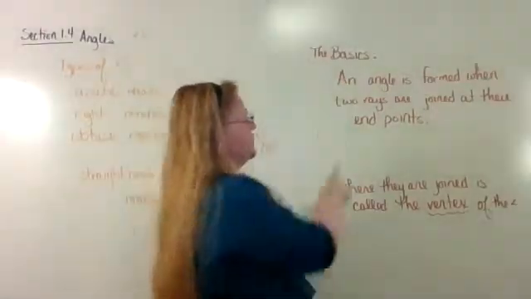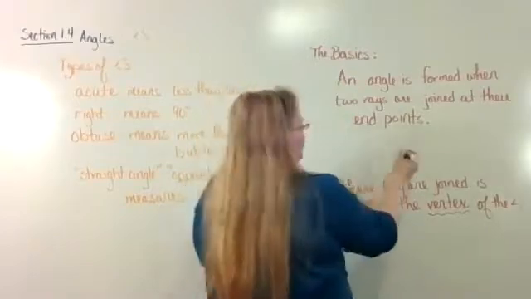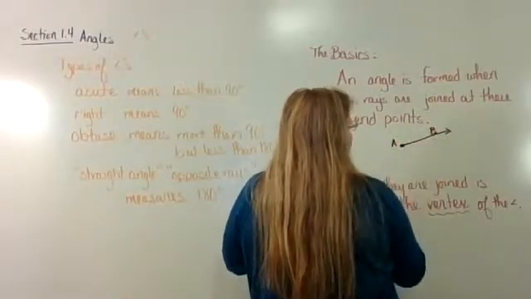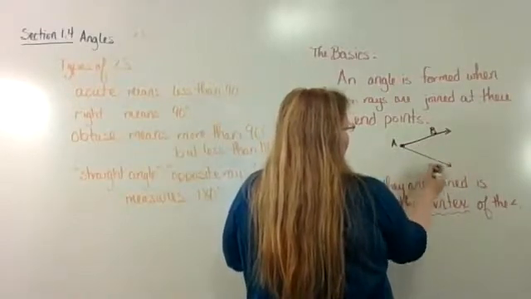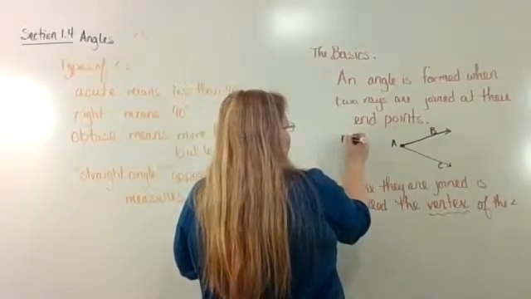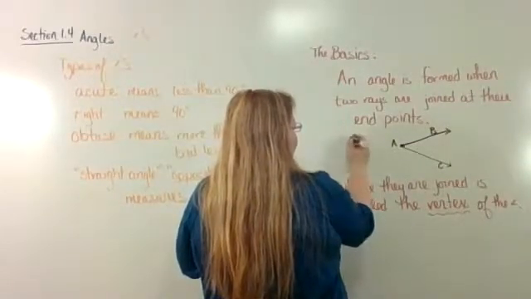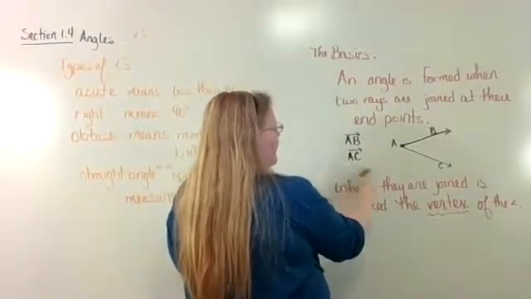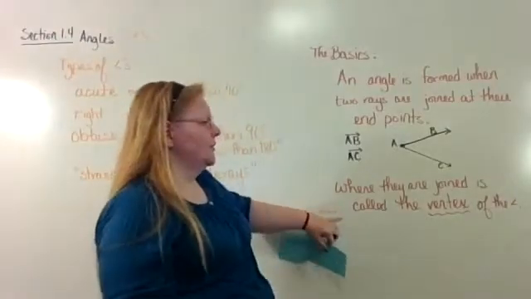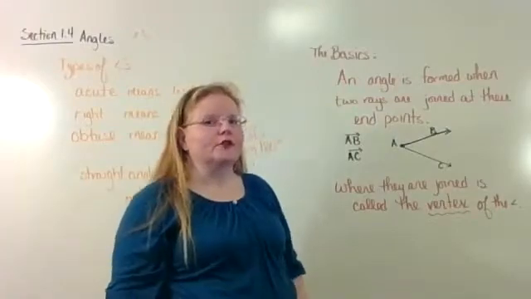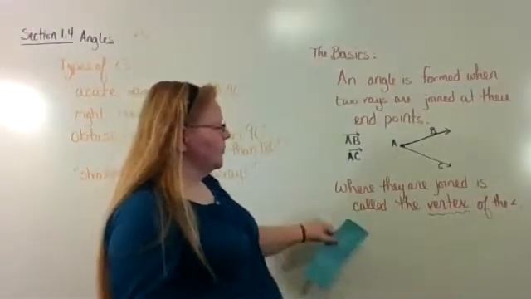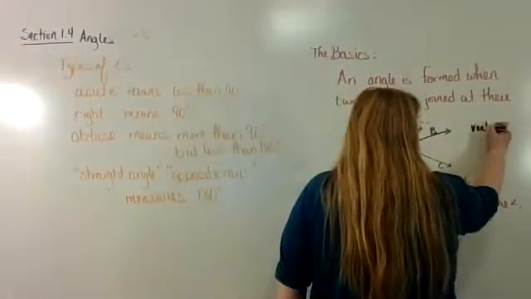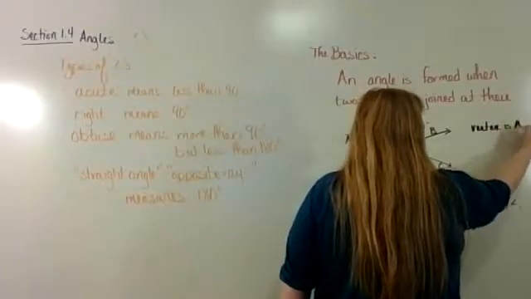So an angle is formed when two rays are joined at their endpoint. It has to be at their endpoint that they are joined. So this could be ray AB, and then I also have ray AC. So these are the two rays that make up this angle. And where they are joined is called the vertex. Remember, it has to be the endpoint that they're joined at. That's why it ends up looking that way. So this particular one has a vertex of A.